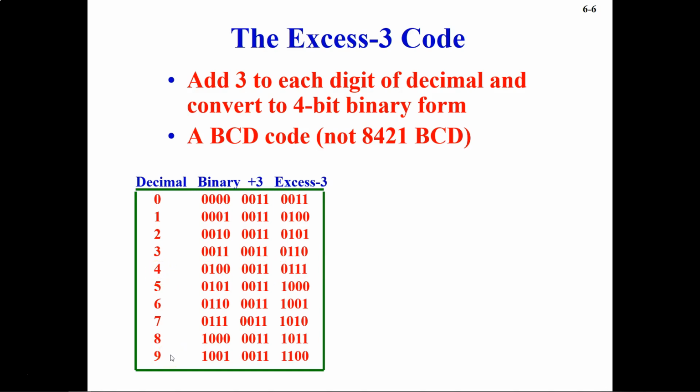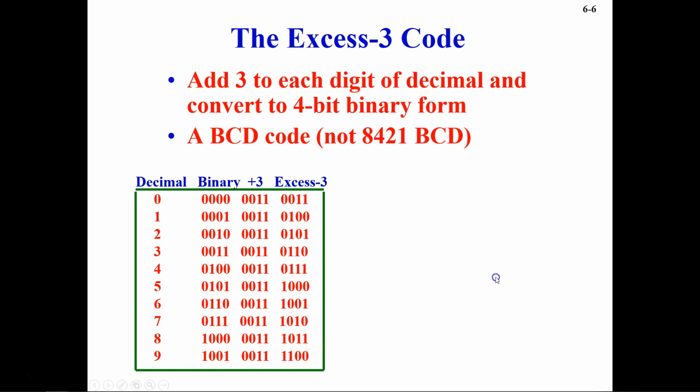So let's see one more example. For 9, if you add 3 to the 9, 9 plus 3 will make your 12. So this is your 9 and this is your plus 3. If you add this binary number of 3 with this one, you will get 12. So this represents your 12.